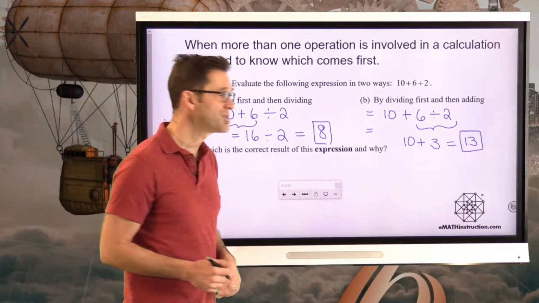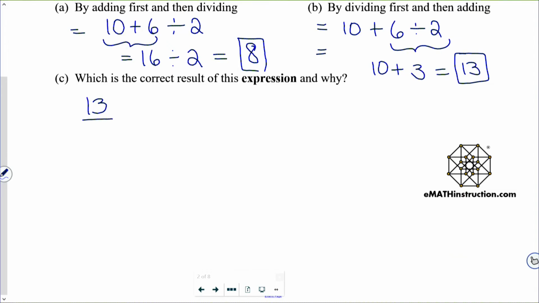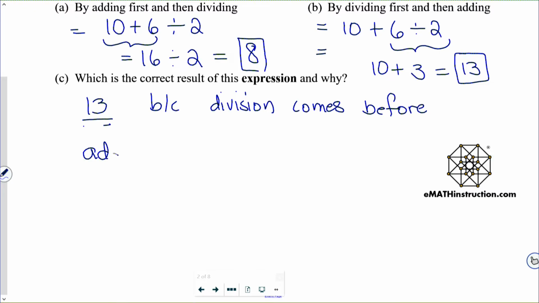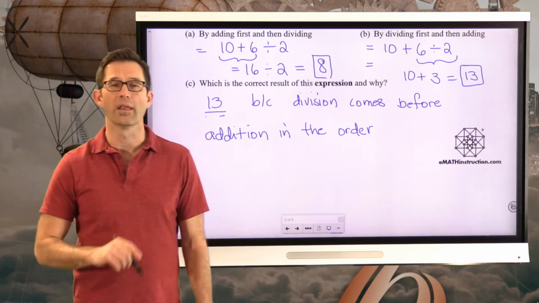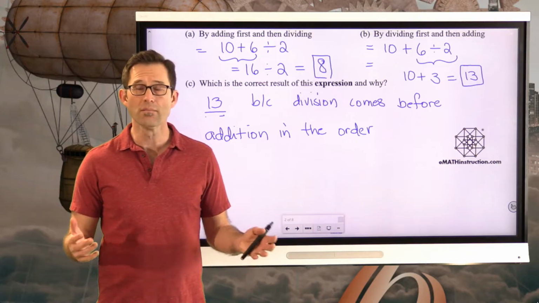All right. Well, 13 is correct. It's the second one. And for the simple reason that division comes before addition in the order. Now you might ask, why is that? And the answer is because we decided it was that way. Like literally. There really isn't much more than that.